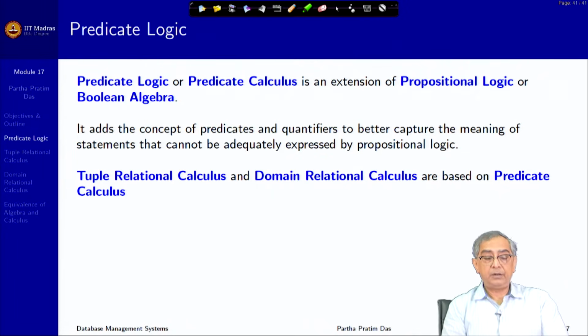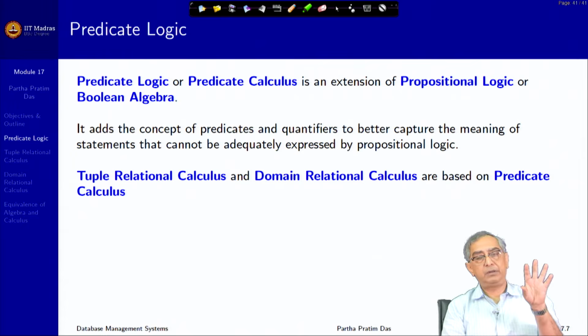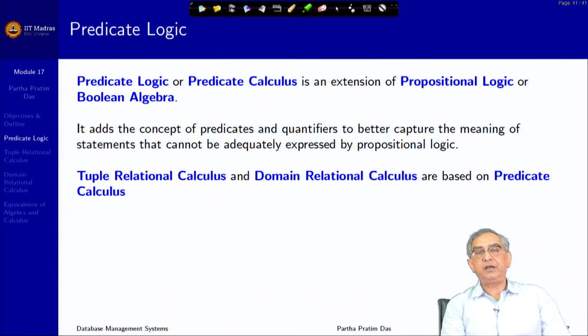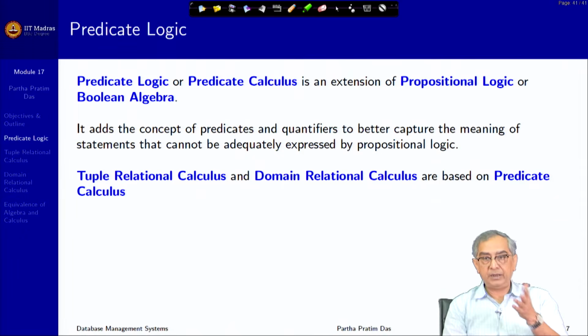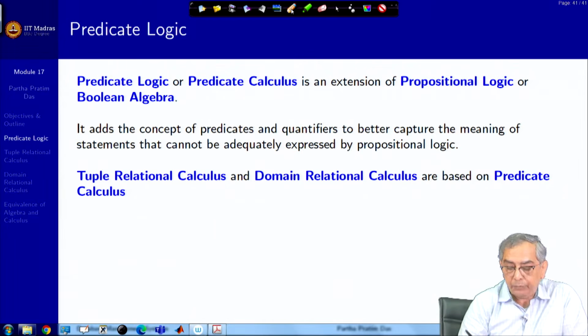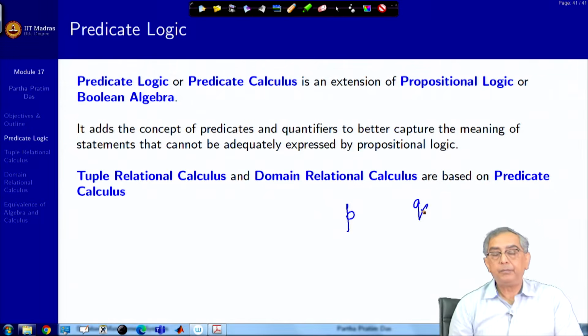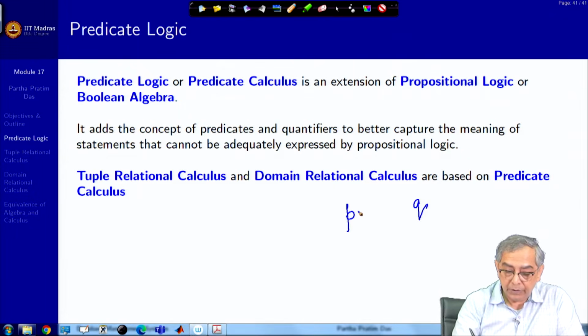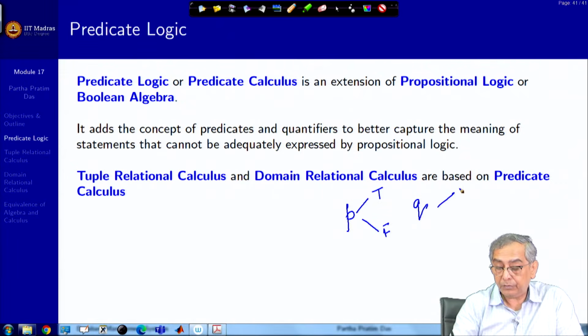So, predicate logic or predicate calculus, these are two names interchangeably used. In some places it is called logic, some places it is called calculus. It is an extension of propositional logic or propositional calculus, or what more simply is called Boolean algebra. So, what do we have in Boolean algebra? In Boolean algebra, we have variables, Boolean variables or propositions, which can be either true or false, right? Either true or false.